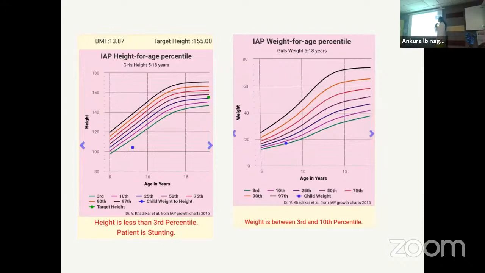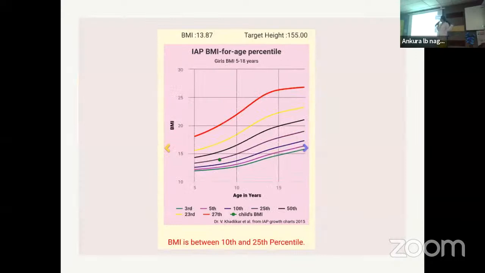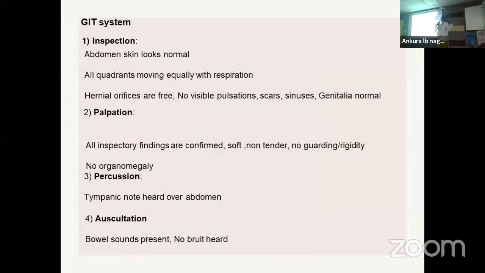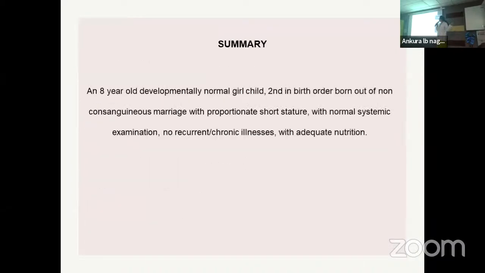Please proceed. These are the growth charts. Height for age is less than 3rd centile, weight for age between 3rd to 10th centile, and BMI between 10th to 25th centile. Systemic examination is normal, sir. GIT, respiratory, CVS, and central nervous system examination is normal. Coming to summary, an 8-year-old developmentally normal girl child, second in birth order, born out of non-consanguineous marriage, with proportionate short stature, with normal systemic examination, with no history of recurrent or chronic illness, with adequate nutrition.